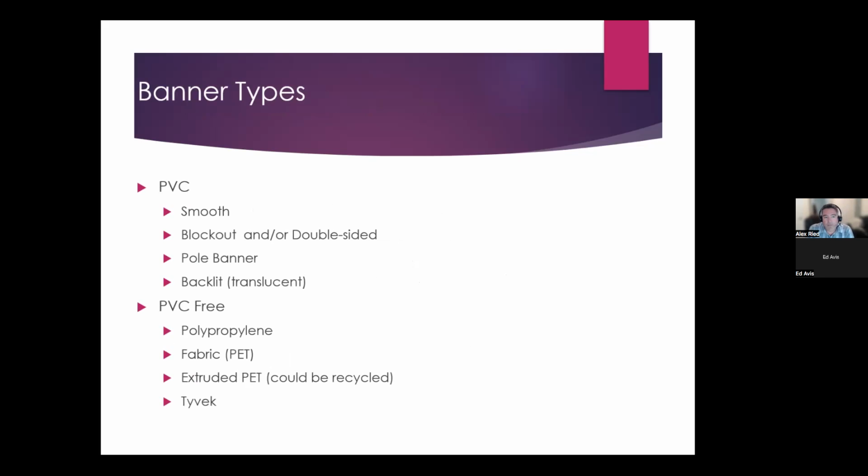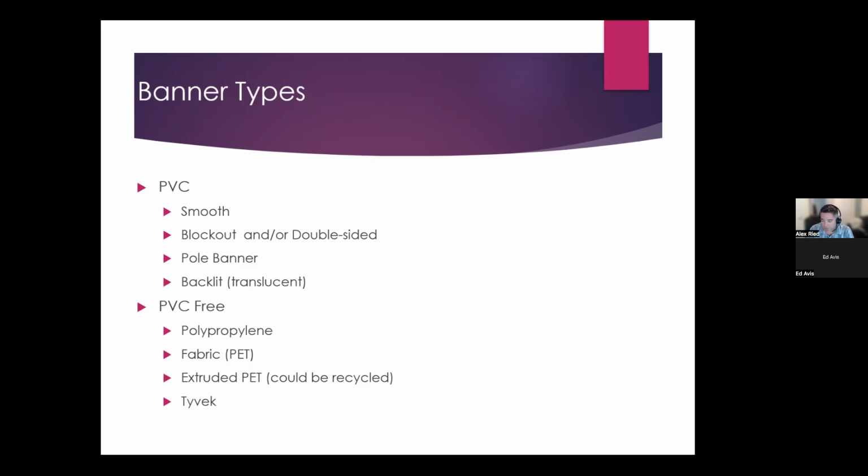Next, we have banner types. So banner types, as we've probably all seen, whether from OEM collateral or walking through trade shows or walking through the mall, it's general signage. But in that, you've got two real categories that are probably the buzziest to talk about right now, and that's your PVC, which is your vinyl-based solution, and then your PVC free.